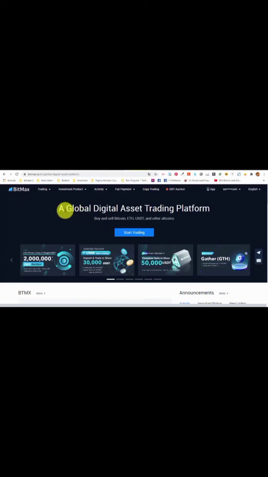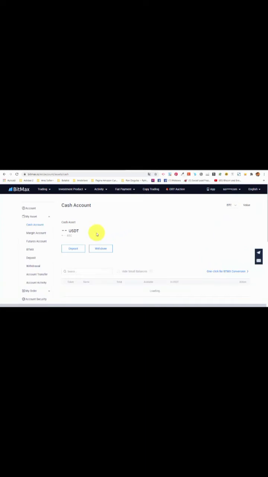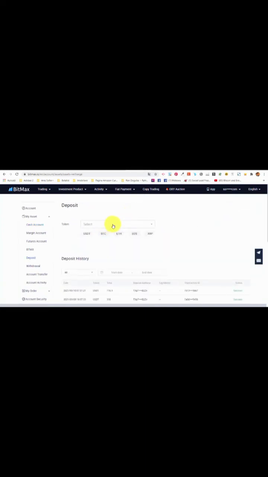Now another great platform that you can use, and we are going to finish with the staking, it's BitMax. And if you are going to go on BitMax, again similar, you can go to your asset, you just click on deposit, and you see what you can deposit here.